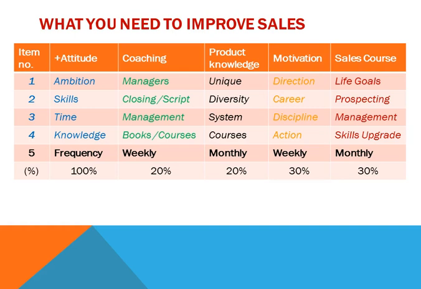Now, these 5 items on this table will guide us as to what percentage of what you will need in order to maximize your full potential. The first row, which identifies the attitude, coaching, product knowledge, motivation, and the sales course, is the job and the function of the leader or the manager of a sales department. And then the second column, below attitude, which is ambition, skills, time, knowledge, and frequency, are the tools that you will need.